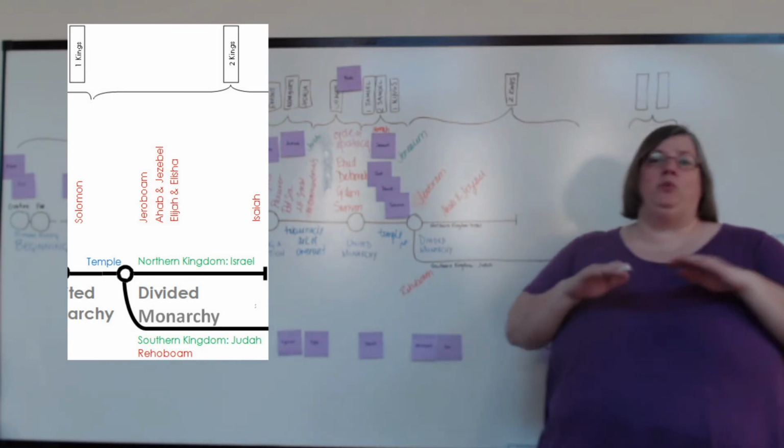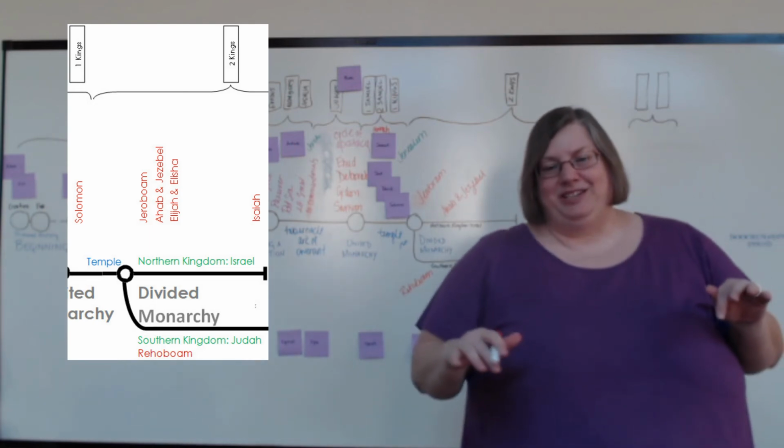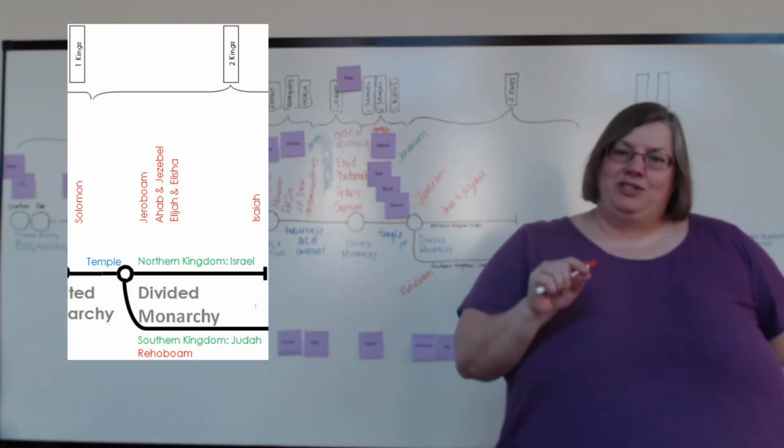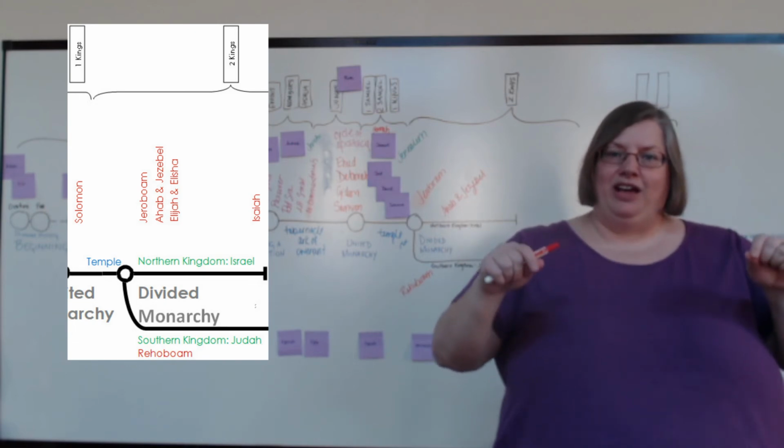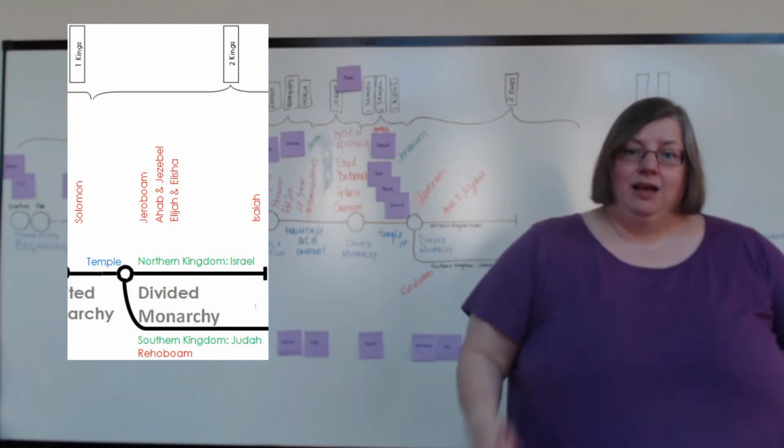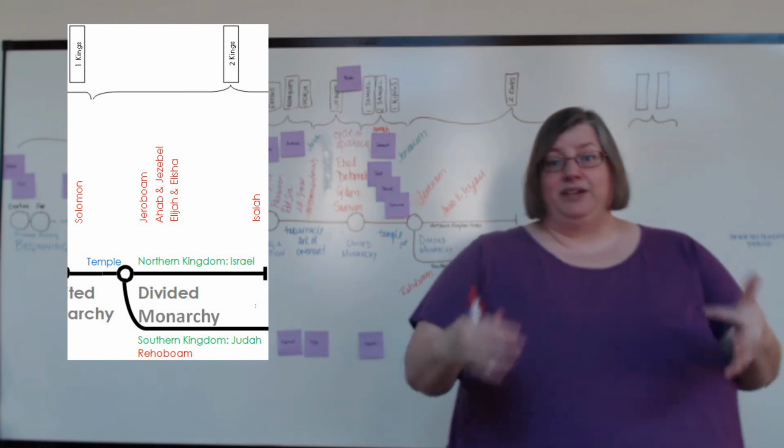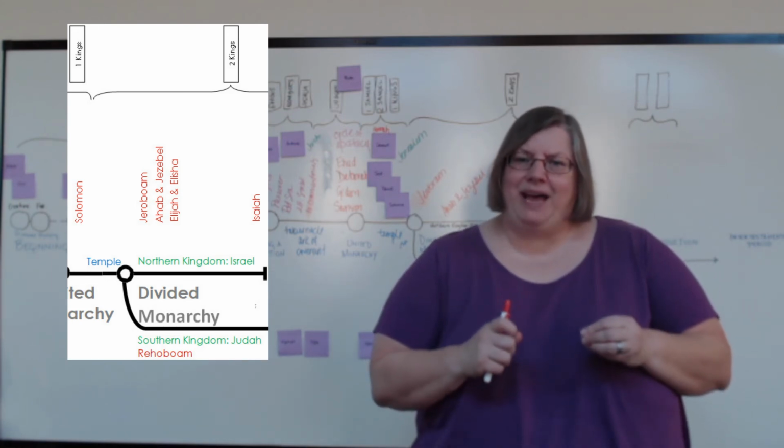Ahab is known as one of the worst kings in the northern kingdom of Israel. But what's interesting is if we look at the record of what he does as a king, politically he's very astute and he's very successful. So why is he called a bad king?